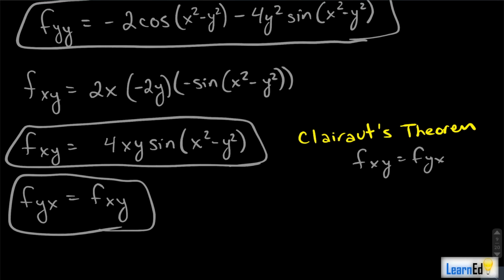And there you go. Okay? And you can say via Clairaut's theorem, right? So I would make sure to note that, because you don't want to get a point taken off because you didn't state a theorem or something like that. So honestly, I would just write it down. Rather be safe than sorry.